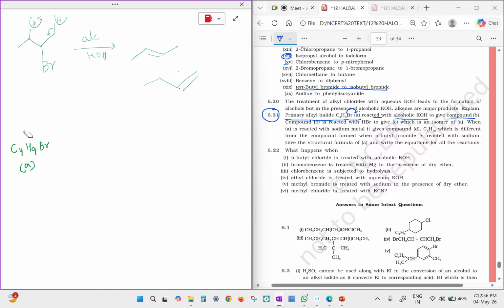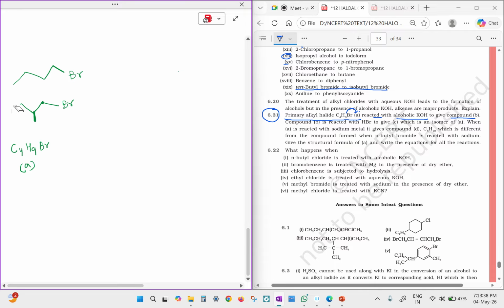Do it right now. There are two primaries that are possible from this. Tell me what they are. N-bromo is one. One more: you can take this and put it on the last but one, it becomes iso. Even this is primary. The carbon containing the halogen is further connected to one more carbon only. So either it must be this one or this one.